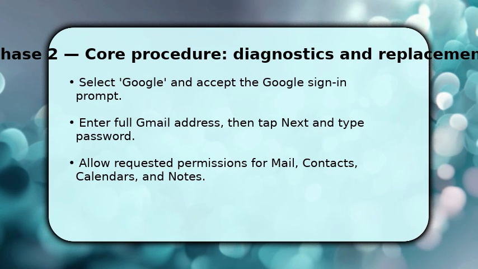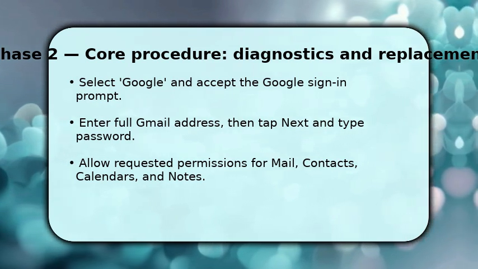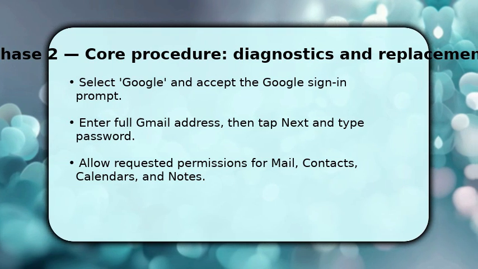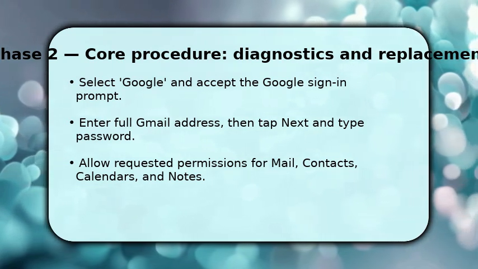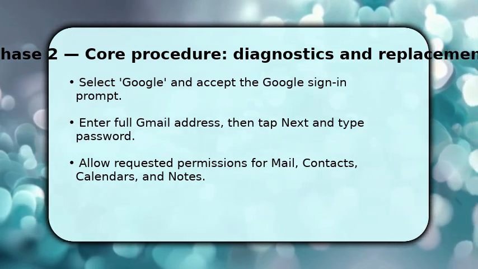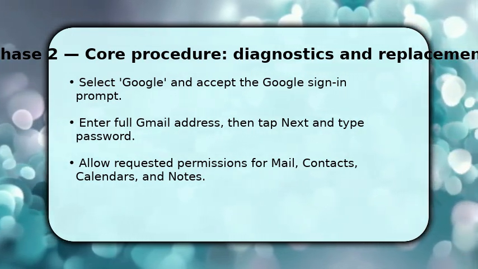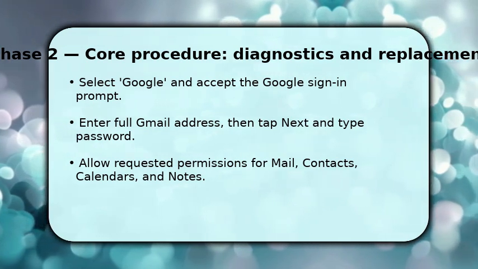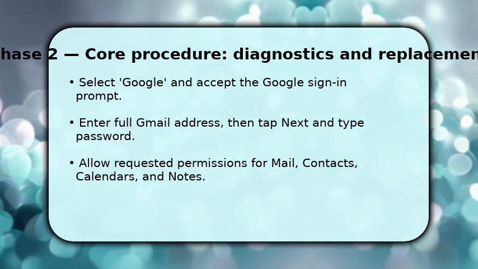Type your full Gmail address, tap Next, and enter the password carefully. The keyboard autocorrect can change characters, so double-check. If you have two-step verification enabled, complete that prompt using your phone, authenticator app, or backup code. Make sure to allow permissions for mail, contacts, calendars, and notes so data syncs.